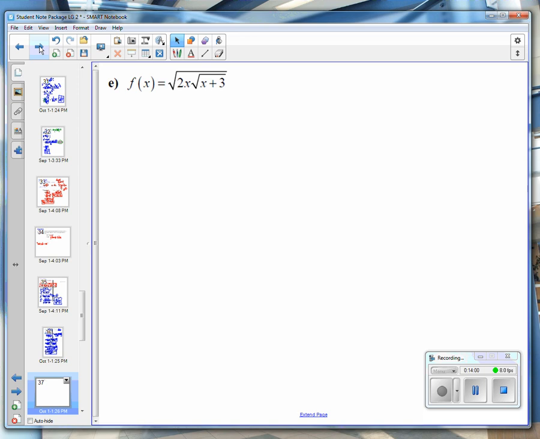This one looks crazy. This is like a function inside a function inside a function. So we need to figure out, let's identify what do we have to use here? Well, definitely we need to use the chain rule.